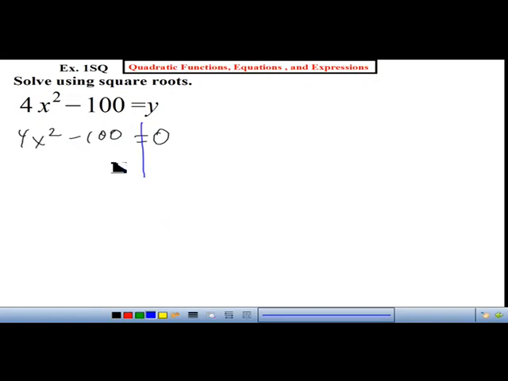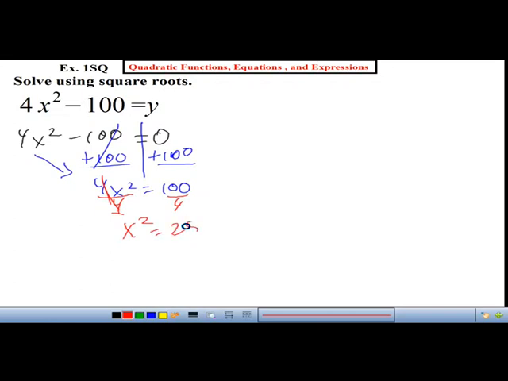You add 100. So basically, we're leaving x by itself. So we end up with 4x squared equals 100. Itzayana, next. You divide by 4 on both sides. We end up with x squared equals 25.